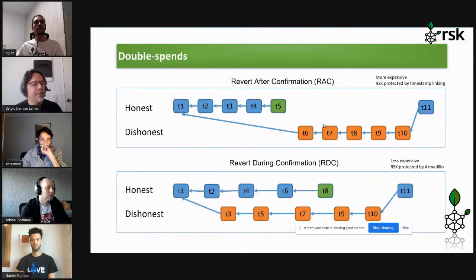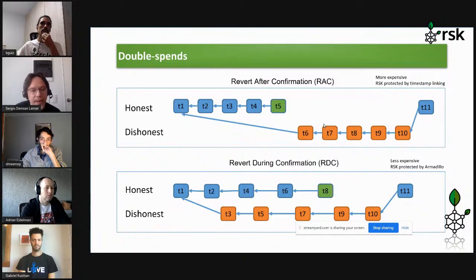So in the past, in a previous network upgrade, we created a system that is called Armadillo that protects RSK from attacks by providing the community with distributed alerts that can be used by full nodes to sense what is happening with the network if there is an attack ongoing.